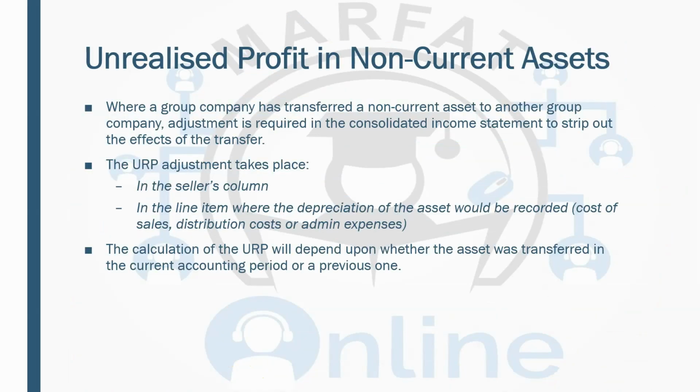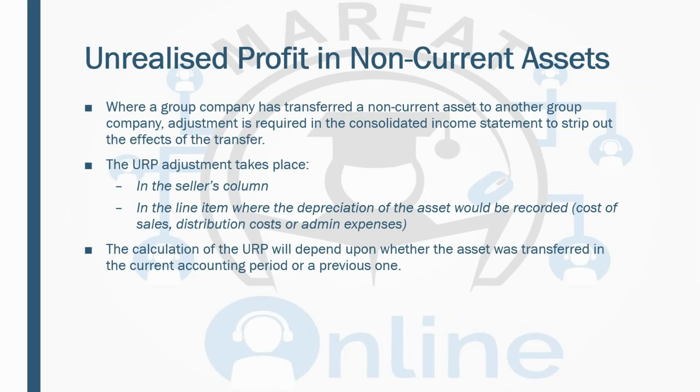Now, unrealized profit in the non-current assets. We have already discussed this when we were doing the consolidated statement of financial position. If there is a transfer of a non-current asset between the parent and the subsidiary, there is going to be unrealized profit which should be removed. If the parent is the seller, it should be removed in working number 5. If the subsidiary is the seller, it should be removed in working number 2.